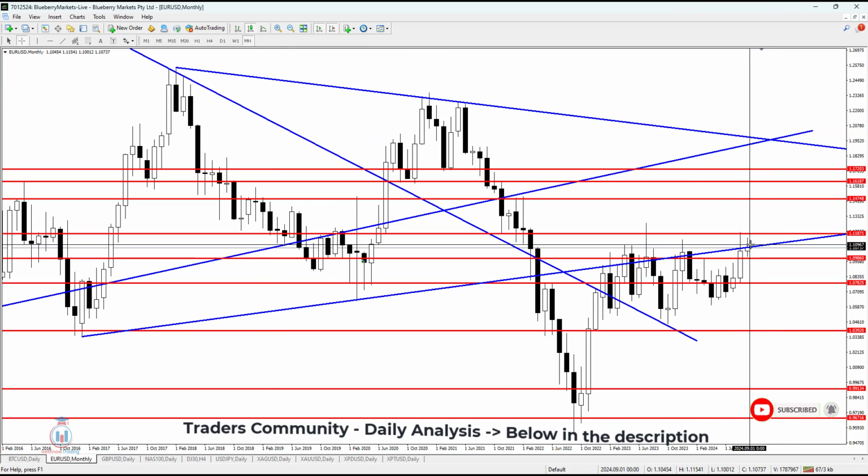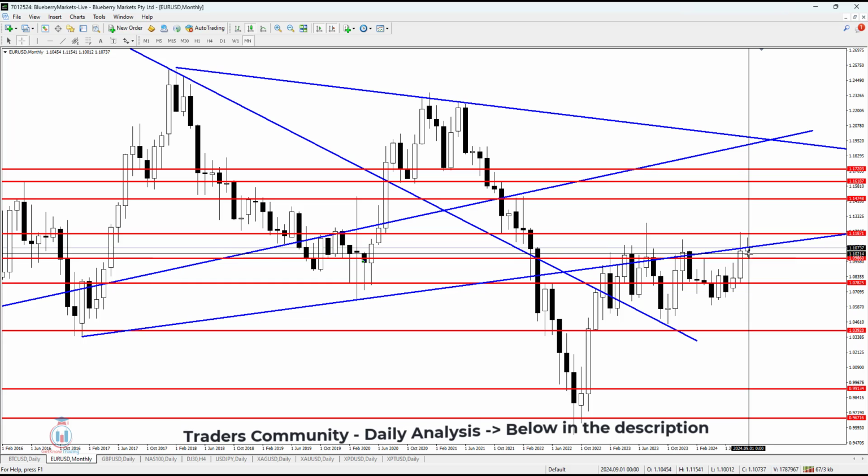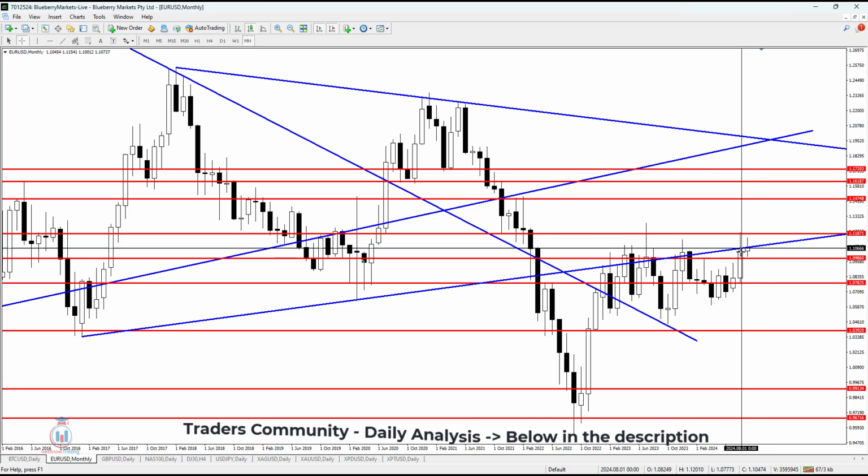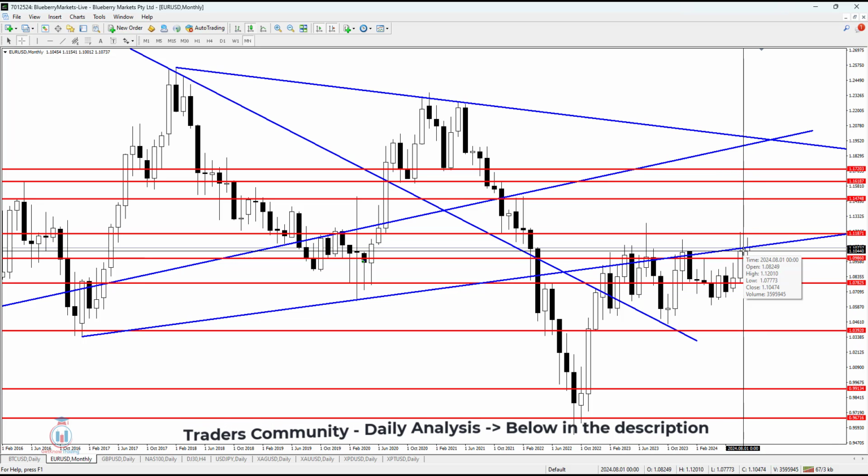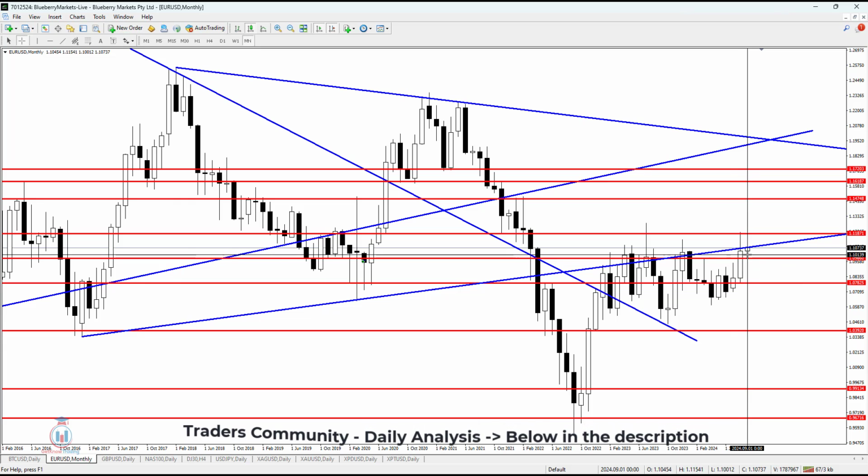We can see that we have more than 2 weeks until this month closes. Everything is still open. We need to see on the lower time frames how the price will behave and what are the support and the resistance levels.